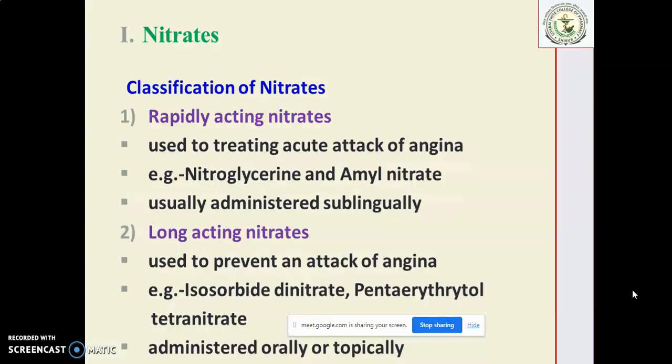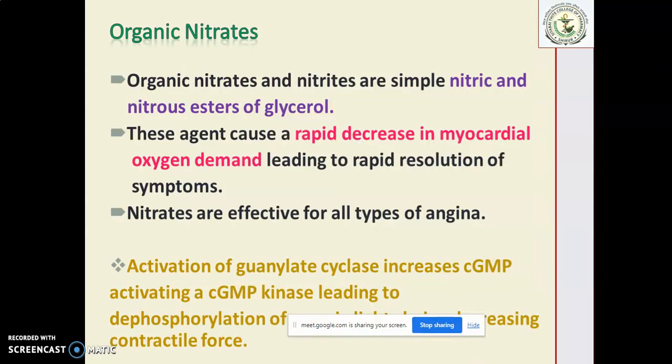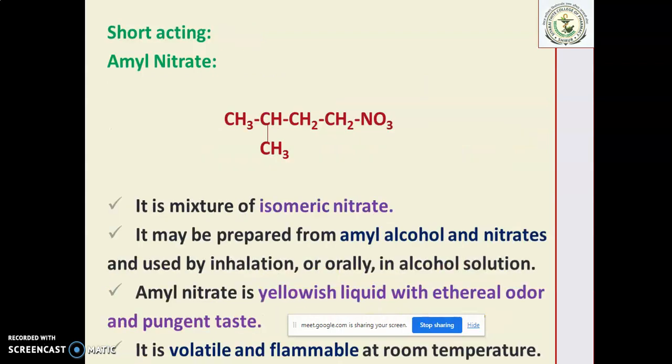Moving towards next slide, we have nitrates. So classification of nitrates: rapidly acting and long acting nitrates. We have also studied mechanism for nitrates, that how they are responsible for vascular smooth muscle relaxation. Organic nitrates, in that I told you to remember guanylate cyclase enzyme name, which is important.